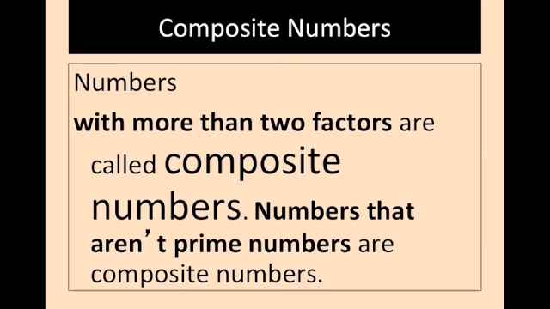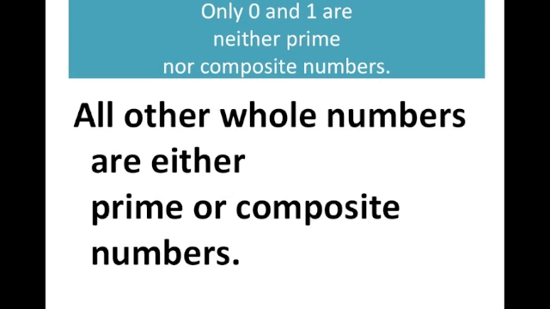Now let's talk about composite numbers. Numbers that have more than two factors are called composite. So numbers that aren't prime are considered composite numbers. 0 and 1 are neither prime nor composite. All other whole numbers have to be one or the other.